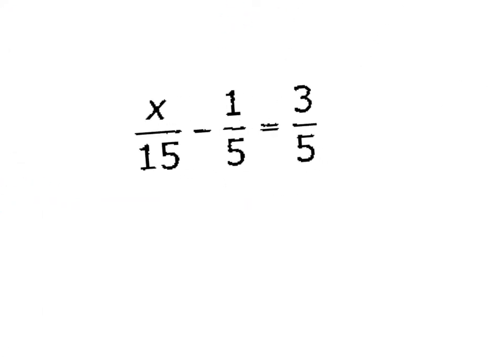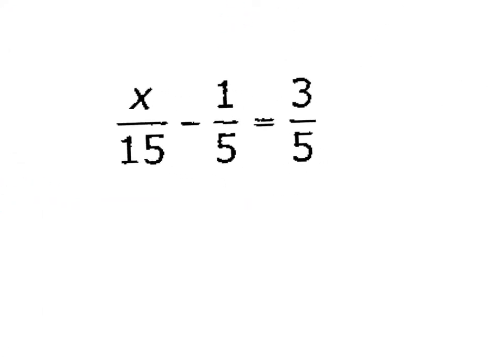Let's try one with fractions. Okay, this time you got fractions. You have negative 1/5. You want to get that away from x. So you're going to undo subtraction with addition. So we're going to add 1/5 to both sides. Okay, so those will cancel out. You'll now have x over 15 on the left side of your equation, and equals 3/5 plus 1/5.